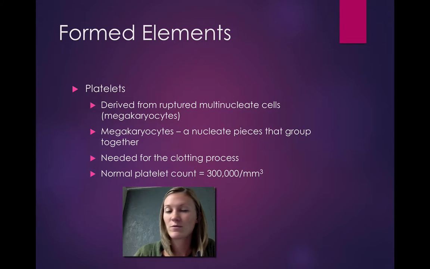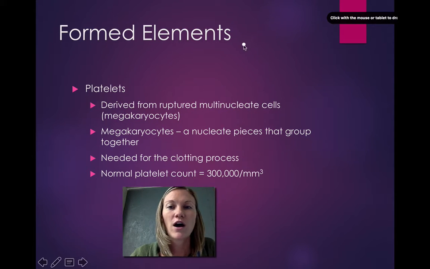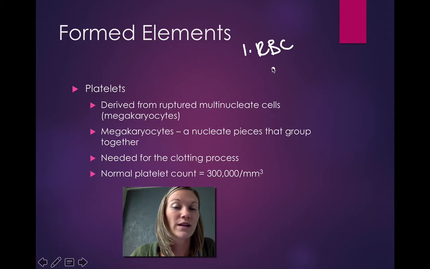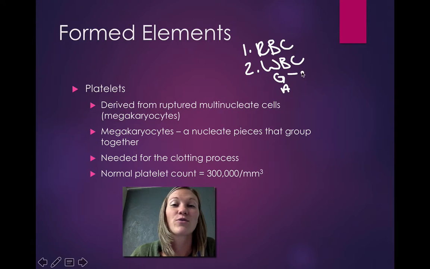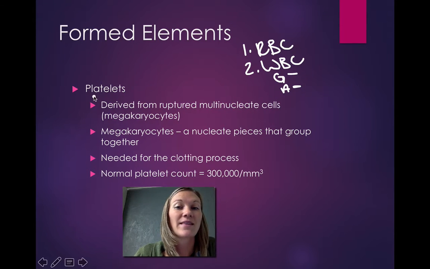And then the last one we have to talk about. We've gone through red blood cells and the iron and hemoglobin in there. We've talked about white blood cells, both the granulocytes and the agranulocytes. The granulocytes, again, were the neutrophils, the eosinophils, and the basophils. The agranulocytes are the lymphocytes and the monocytes. And then the last ones that we have to go through are the platelets.